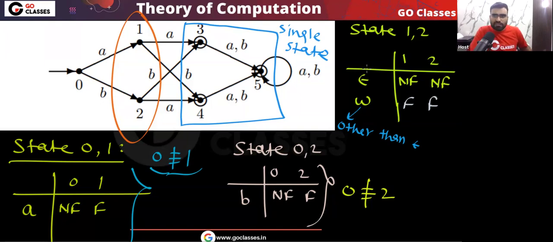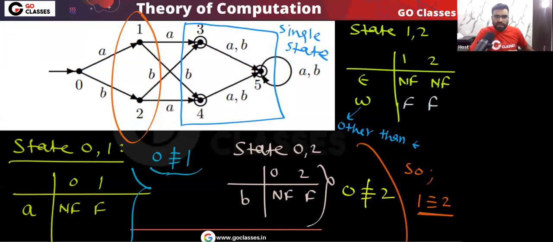Yes or no? Notice one thing very simple, that on empty string both are going to non-final. So on empty string both are together. And you can see on any string W, other than empty string, they are both going to final. So very easily I can say that they are equivalent. So state 1 is equivalent to state 2.